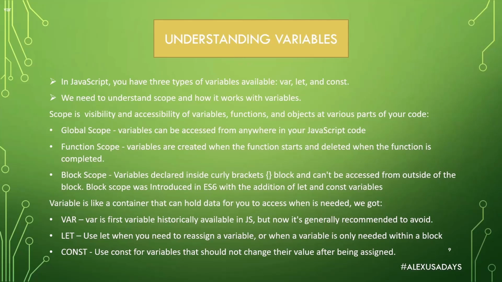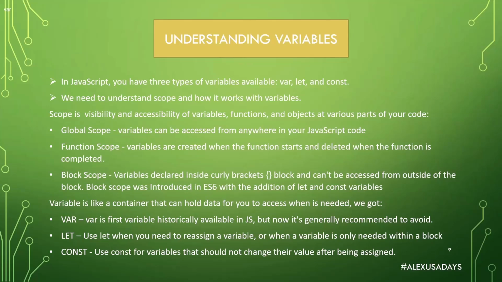Variable is like a container that can hold data for you to access when it is needed. And we got var. So var is the first variable historically available in JavaScript, but now it's generally recommended to avoid. Then there is let. You should use let when you need to reassign the variable, or when the variable is only needed within a block. And then there's const. So you should use const for variables that should not change their value after being assigned.